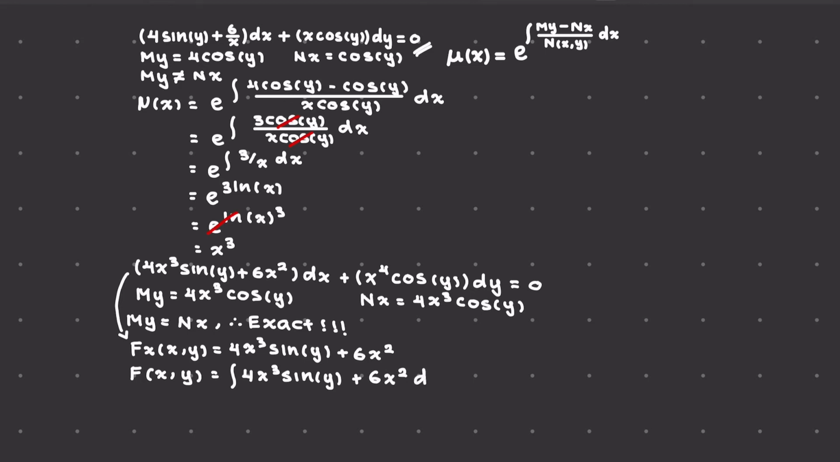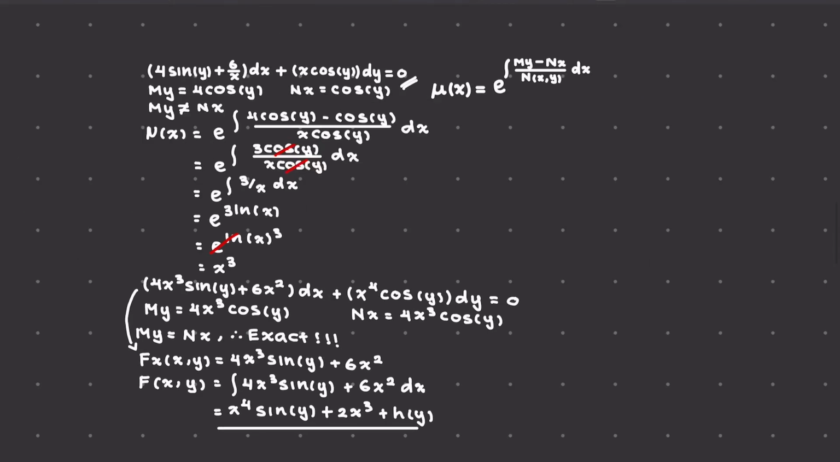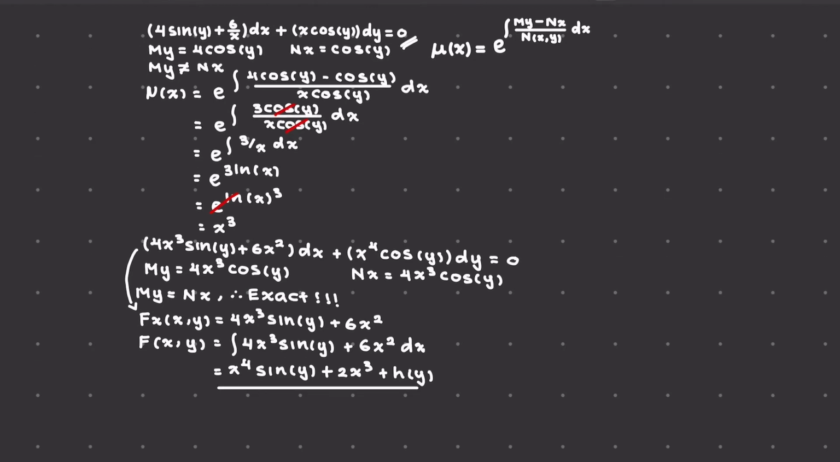We integrate 4x cubed sine y plus 6x squared dx. Remember, in this integration process, our constants are the y's, so we just need to integrate with respect to x. So 4x cubed times sine y becomes x to the fourth sine y, plus 6x squared becomes 2x cubed, plus h of y, the generic function of y. After we've got our f, we're going to take the partial derivative of f with respect to y.